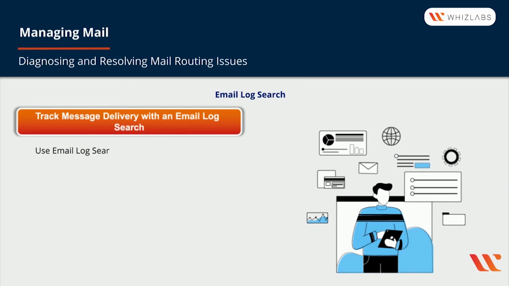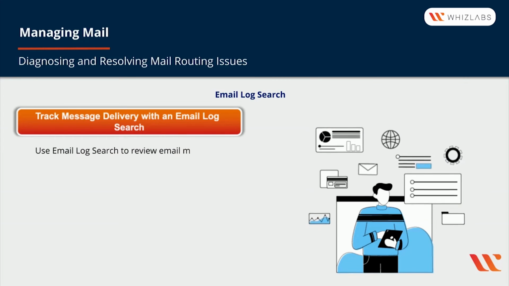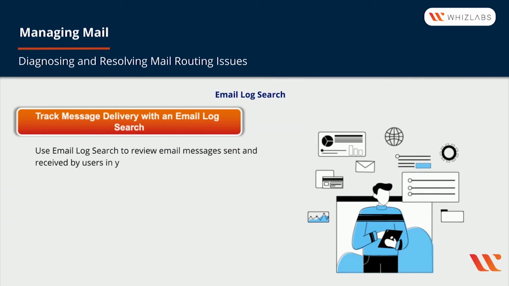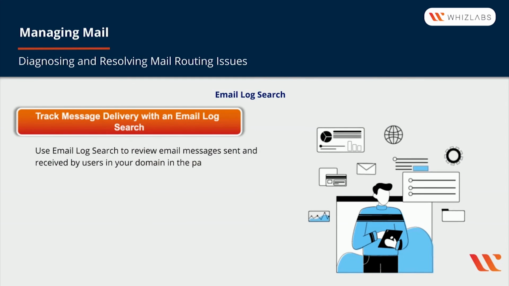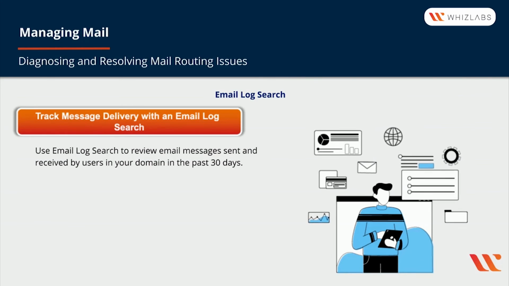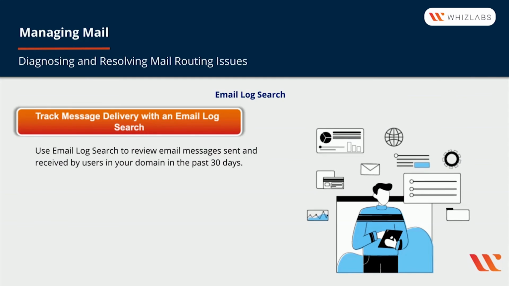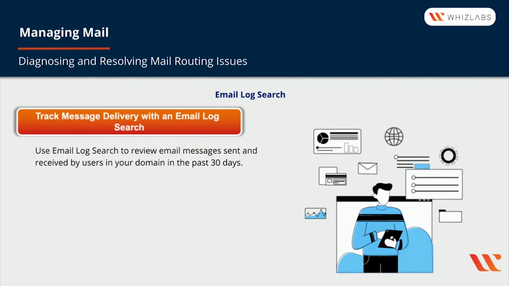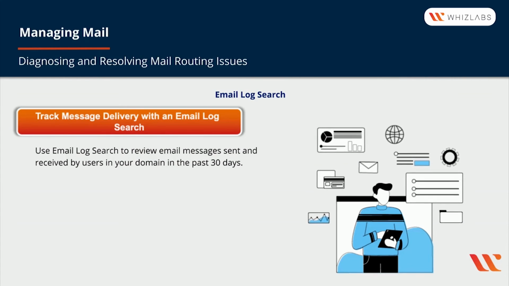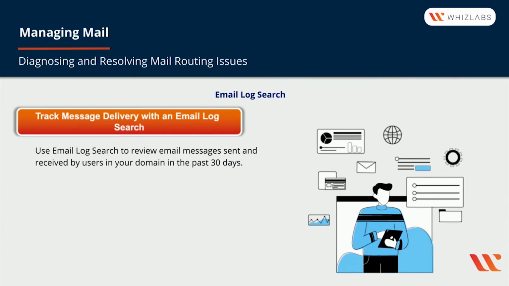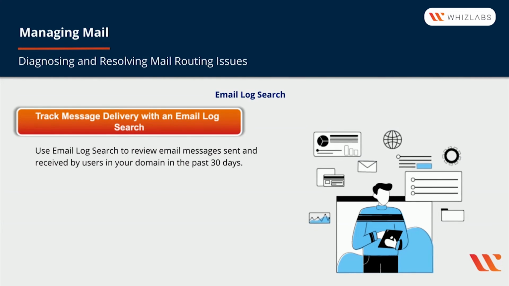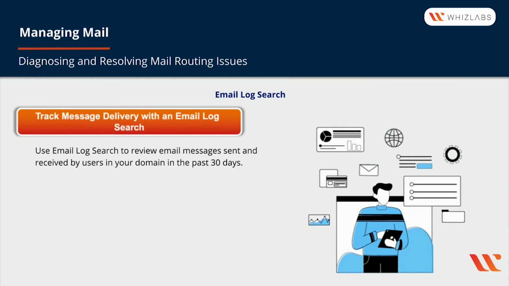In order to use the email log search, we can review the email messages sent and received by the users in your domain in the past 30 days. So you can review all the messages or search for the messages by the email addresses, or even by the technical term called message ID. Also, you can download the search results to a CSV file or open them in a Google Sheet. Now the email log search is not available to resellers using a resold domain admin console with the reseller console.